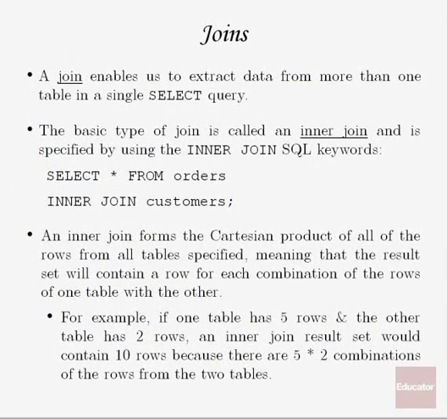So a join, as sort of implicitly mentioned, is a way to extract data from multiple tables in a single select query. So, for example, when we want to pull up an order, we want to pull information from a row in the orders table, and then we also want to pull information about the customer associated with that order.